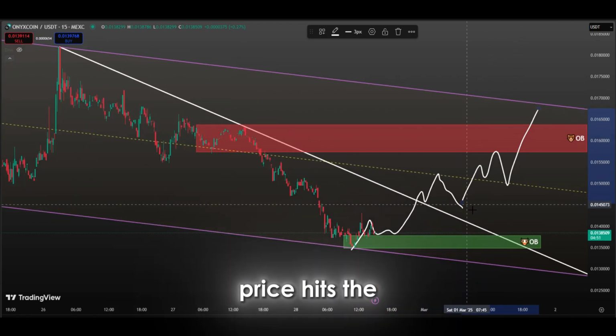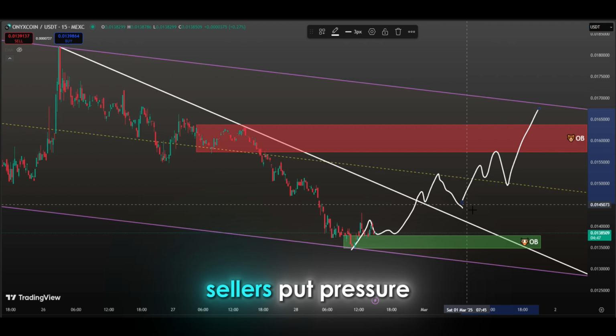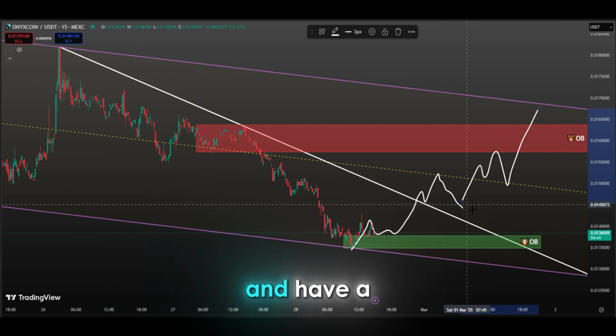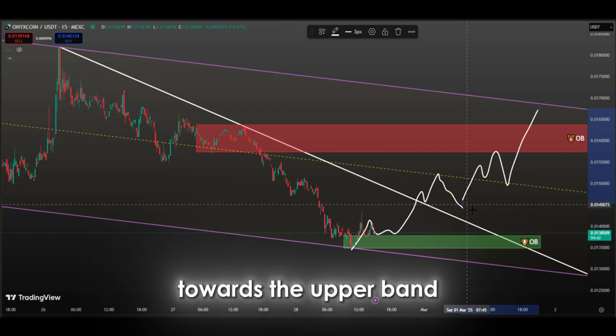Usually when the price hits the lower band, buyers step in and push the price up. And when the price nears the upper band, sellers put pressure and move it back down. The price may see the middle band as resistance and have a hard time breaking through it. And if it breaks through the middle band, it will move towards the upper band.